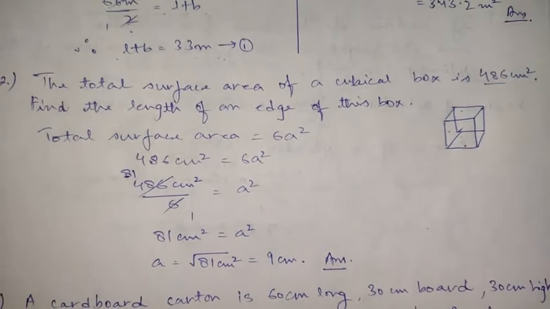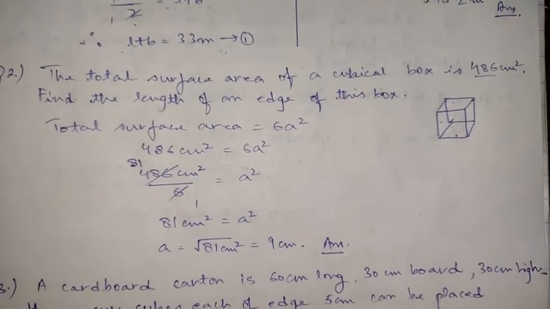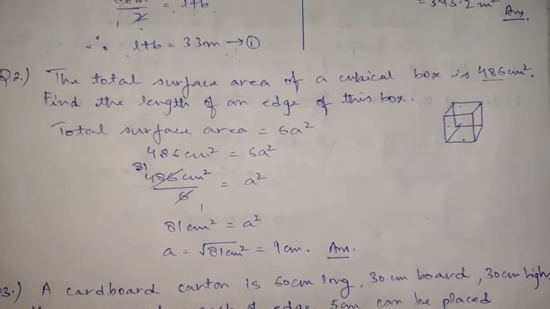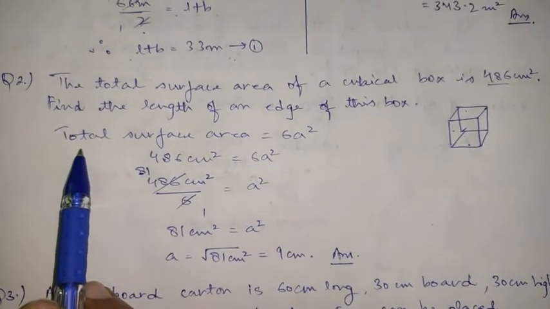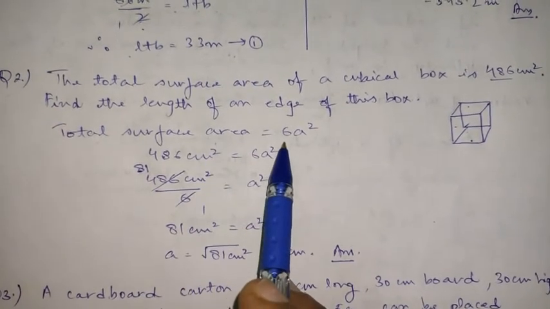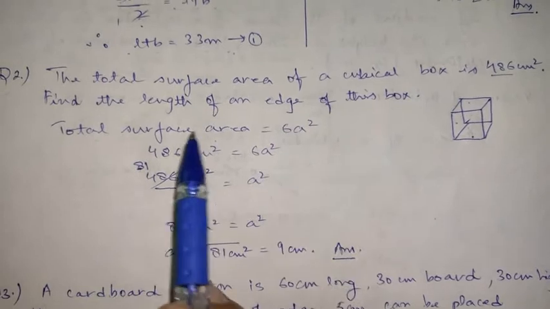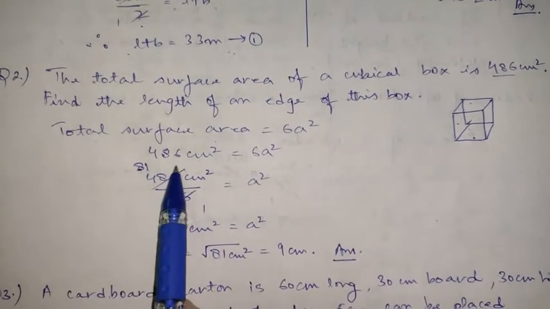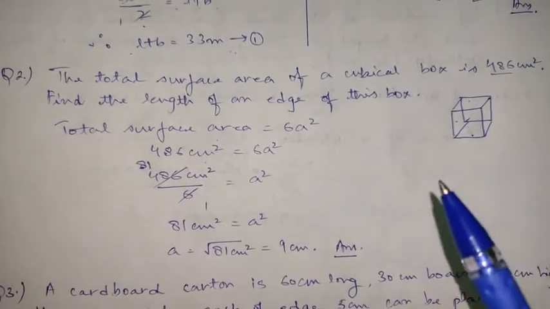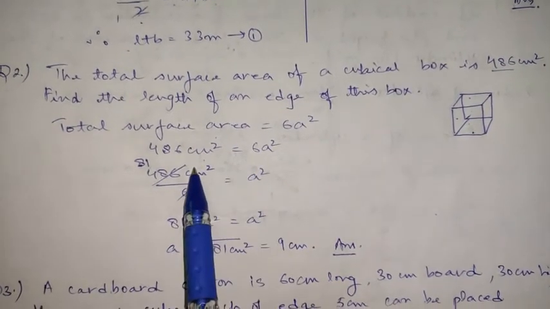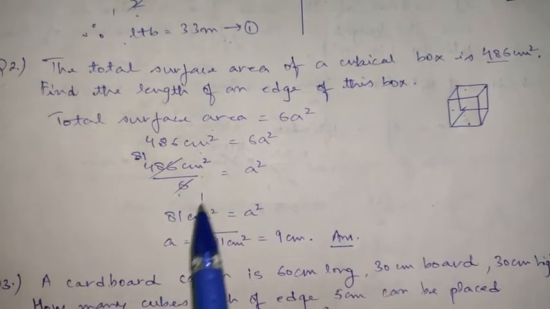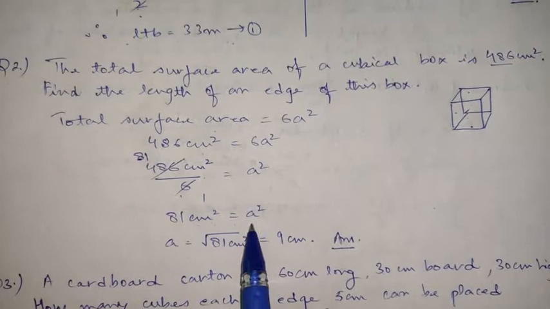Now children, remember that a cubical box means it's in the shape of a cube, and a cube has all the sides equal. So we use the formula of total surface area of a cube, which is equal to 6a square. On substituting the value, 486 centimeter square is equal to 6a square. Then on cross multiplying, it will be 486 centimeter square divided by 6, which on cancellation gives us 81 centimeter square is equal to a square.